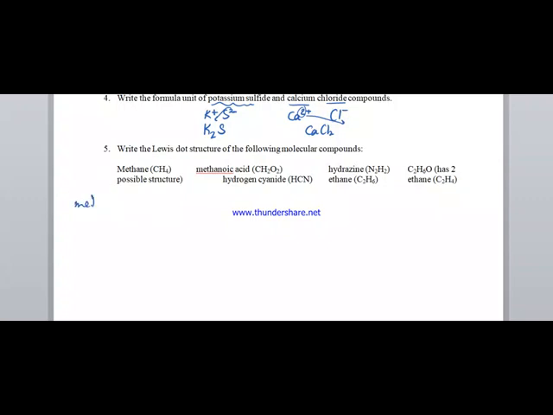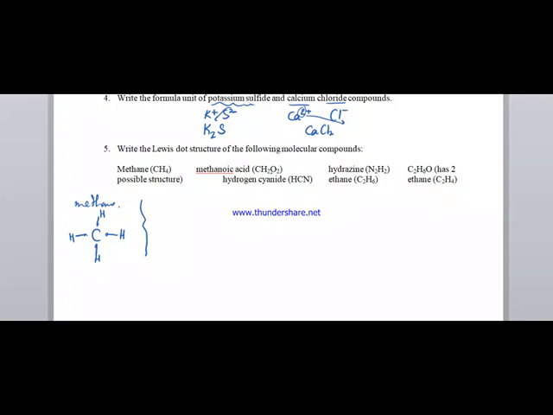For methane, the carbon has a Lewis dot symbol with 4 electrons. Each one is shared with, or bonded to, a hydrogen. So this is the Lewis dot symbol of methane.